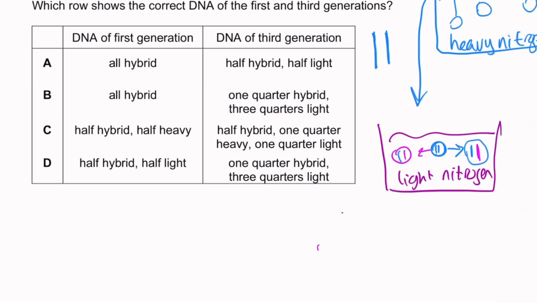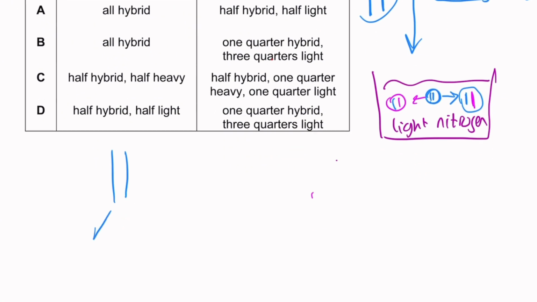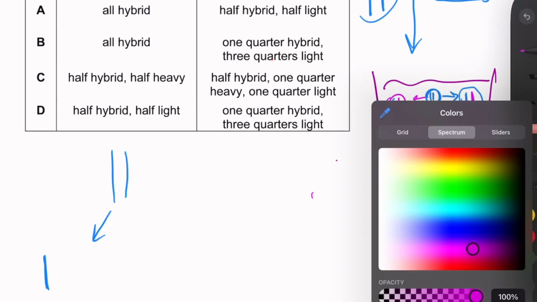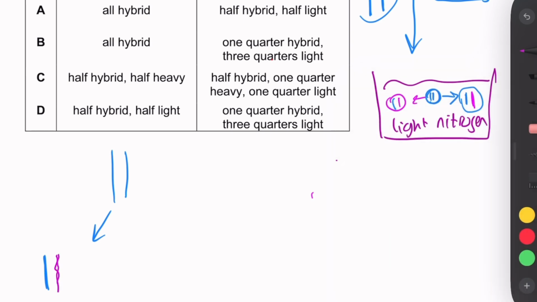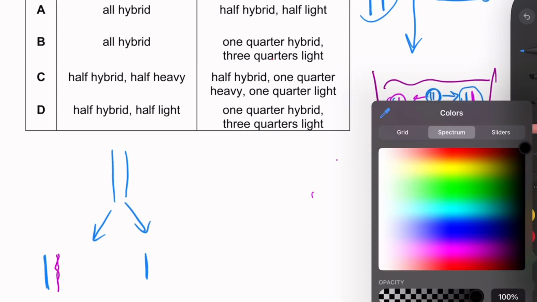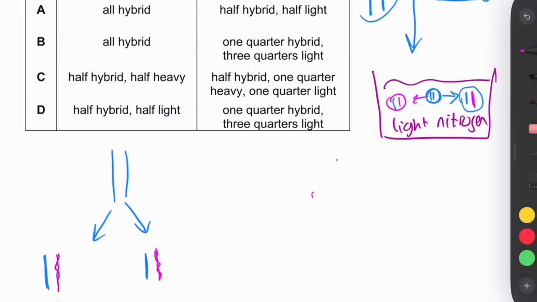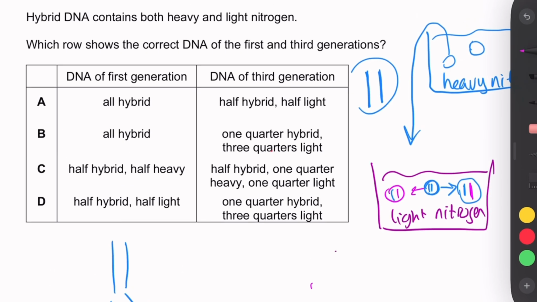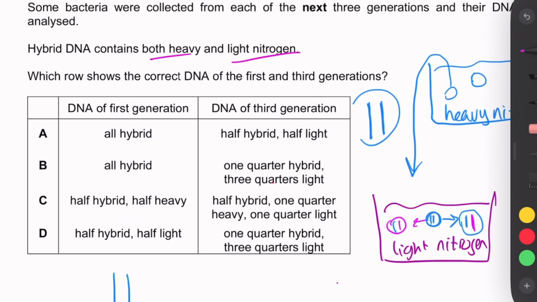How does this work? The DNA replication is going to happen as follows. Each one of these strands is going to be replicated. One of them is going to be maintained, and the other one is going to be made out of the light nitrogen medium as a complementary copy. Now this is the first generation, and it's obviously hybrid because it has both heavy and light nitrogen, and so the first generation is entirely hybrid.